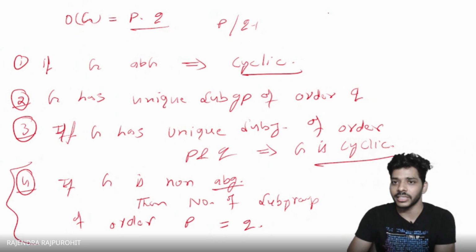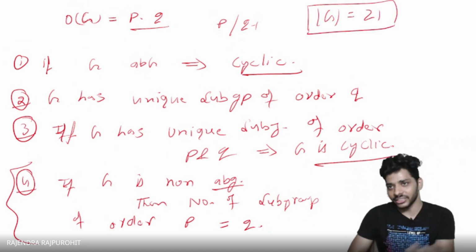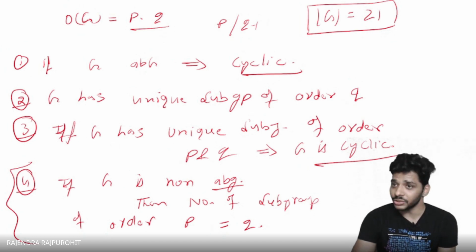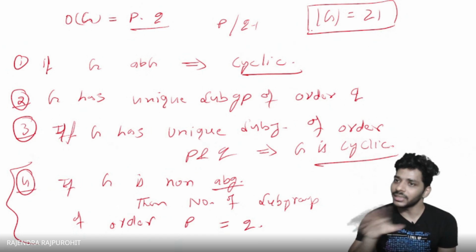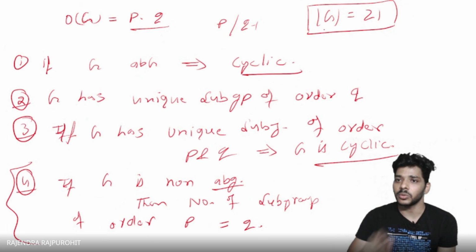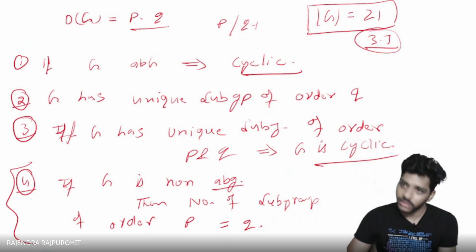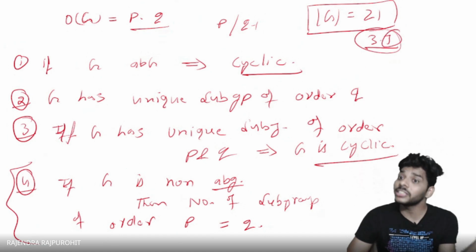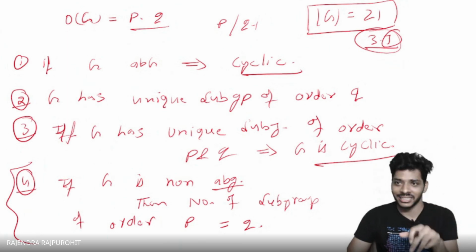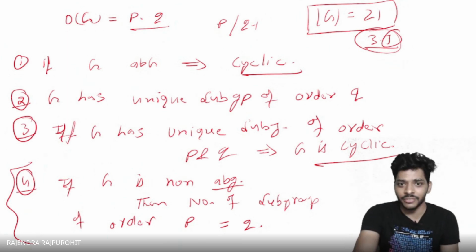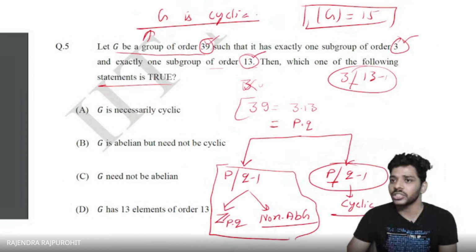Like for instance, if I take 21. Now if there is a group of order 21, which is 7 into 3, P into Q. Okay. If it has a unique subgroup of order 3, then it is cyclic. Otherwise, if not, then it is a non-abelian group of order 21. If it is non-abelian, then it has exactly 7 subgroups of order 3, Q subgroups of order P. Okay, so these are the results. I think in future, if you have a P dot Q kind of question, you can easily tackle it.